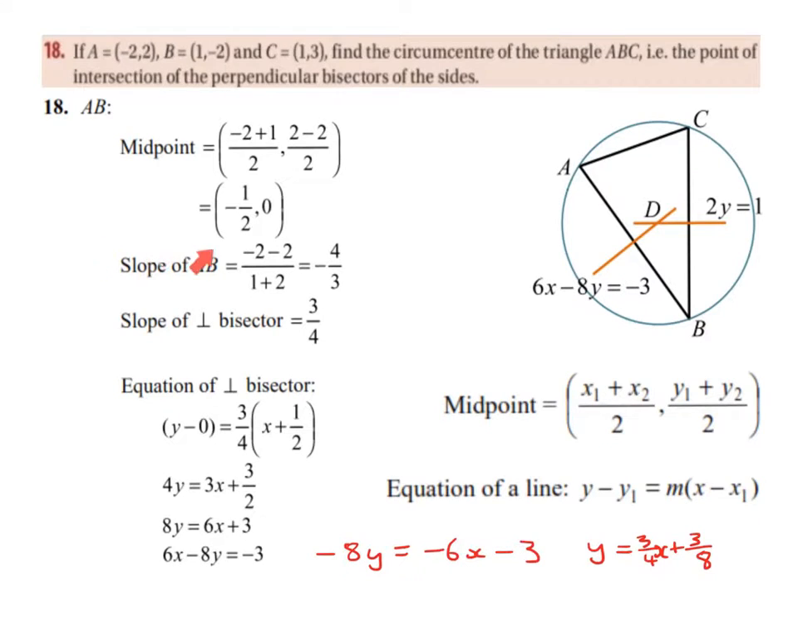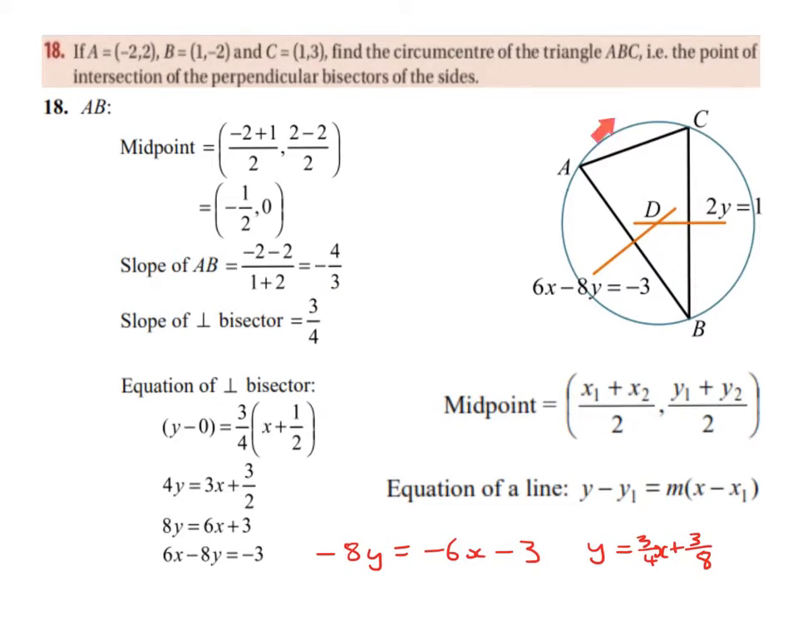Next, we're going to get the slope of AB. So again, we use the points A and B, (-2, 2) and (1, -2). We use the slope formula, which is y2 minus y1 divided by x2 minus x1. We get -2 minus 2 divided by 1 plus 2, which is -4 over 3.